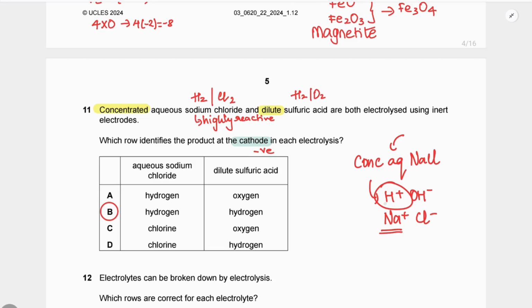So H plus will get discharged. Now discharged where? This is plus, so it will get discharged to the minus electrode. Minus electrode means cathode. So hydrogen will get displaced, which is correct. And chlorine will get automatically cancelled from here. So we have two hydrogen given to us.